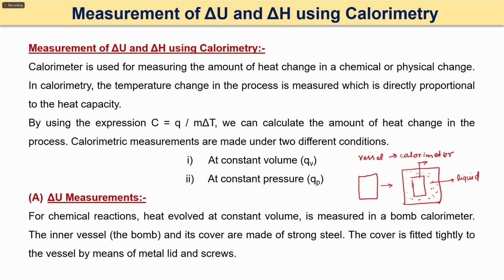In order to calculate the changes in energy, if we know the heat capacity of this liquid and the heat capacity of this calorimeter, we can easily calculate. Here it is written that calorimeter is used for measuring the amount of heat change. If we want to measure the amount of heat change occurring during a physical or chemical change, then we will use a calorimeter. So in calorimetry, the temperature change in the process is measured.